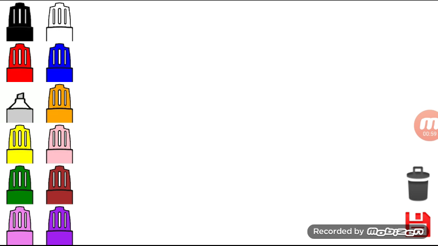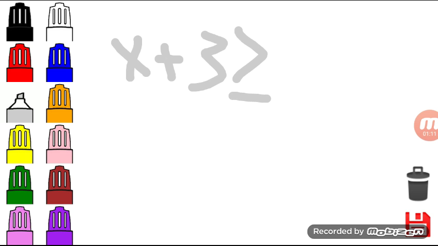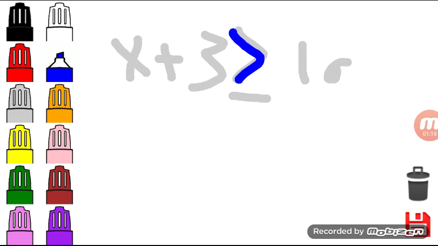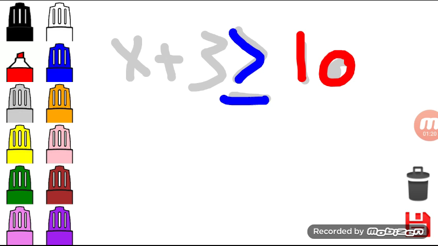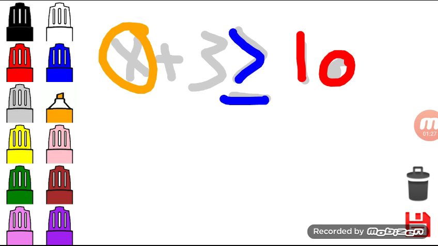Okay, so we're going to start off with an addition. So x plus 3 is greater than or equal to 10. So I'm going to put the greater than or equal to in blue and then the other side in red. Okay, so what you have to do is you have to try and separate this x, the variable, from all the other numbers. So we gotta get rid of this 3 right here.